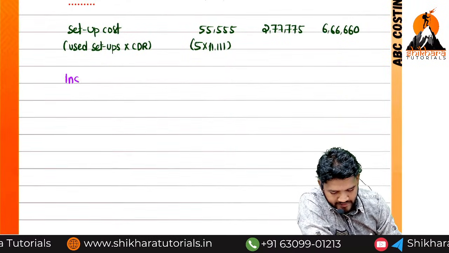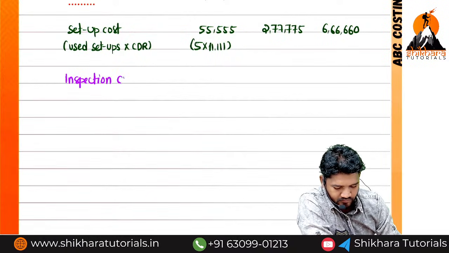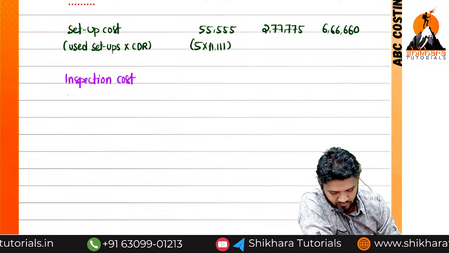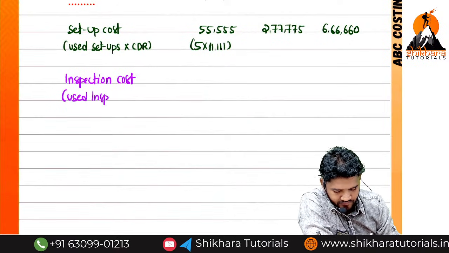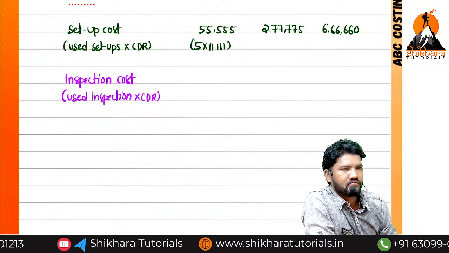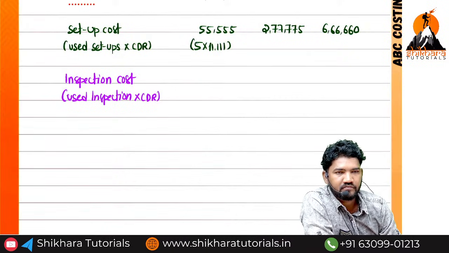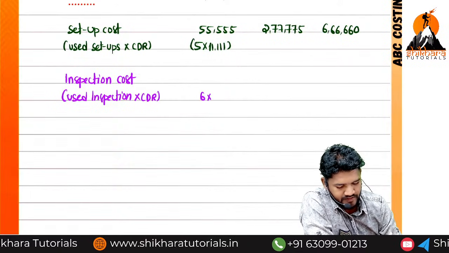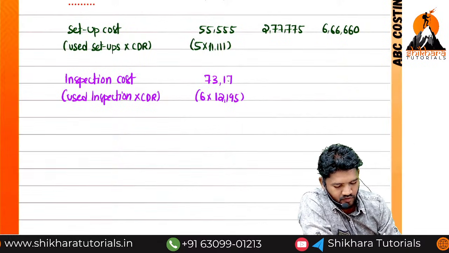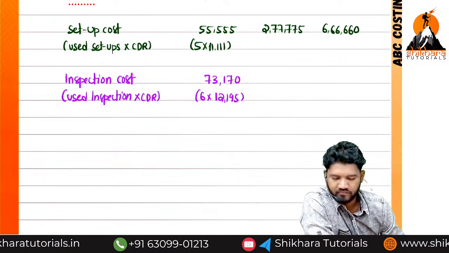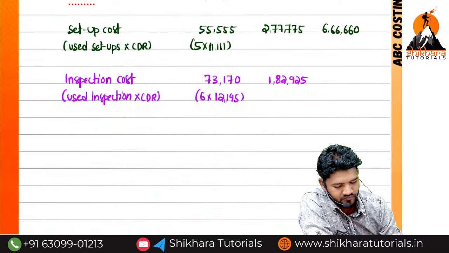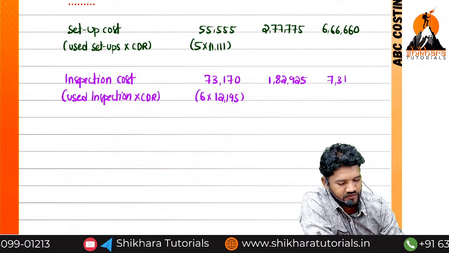When it comes to apportioning inspection cost, how to apportion the cost here? Used inspections into cost driver rate. Used inspections per year, 6 into 73,000. What about the B apportionment cost and C apportionment cost? 1 lakh 925. 7 lakh 31,700.